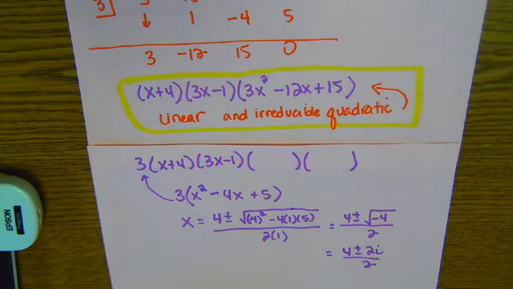And Sadie, you're saying what? Can I divide those both by 2? Yeah, that's 2 plus or minus i. So now I have my 2 linear factors.